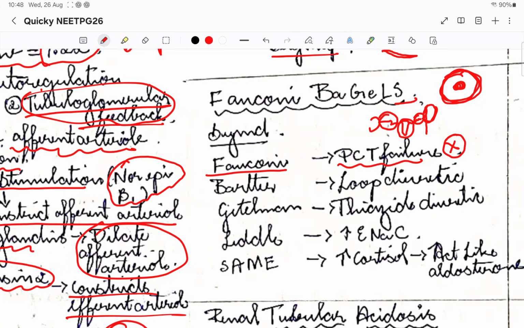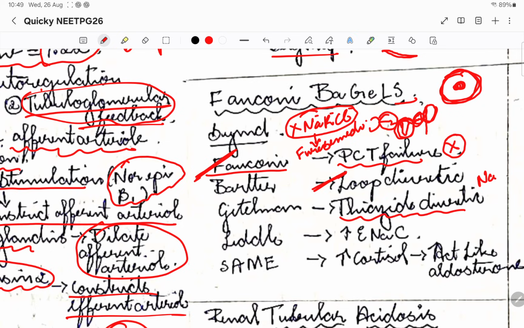But if it fails, this leads to Fanconi syndrome. Then if the loop of Henle fails, it is going to act like a loop diuretic. Because the sodium potassium chloride channel is what is there in the loop of Henle. So if this fails, the inhibition of the sodium potassium chloride channel will act like a loop diuretic, like furosemide. So it acts like a loop diuretic.